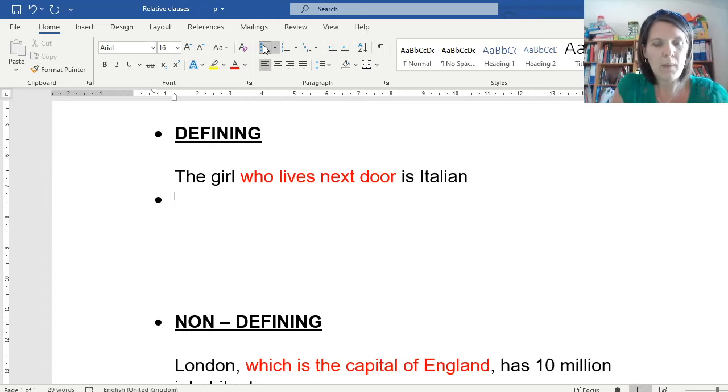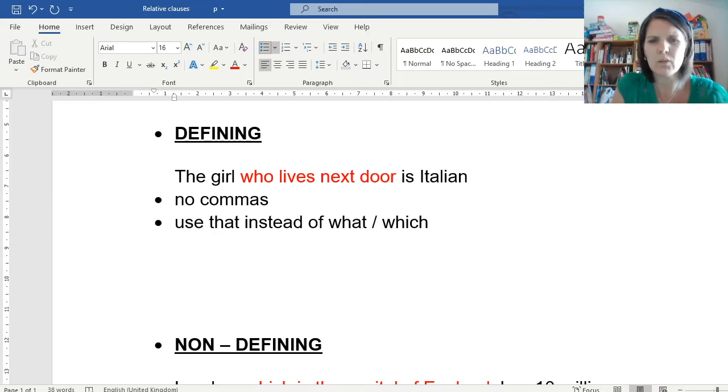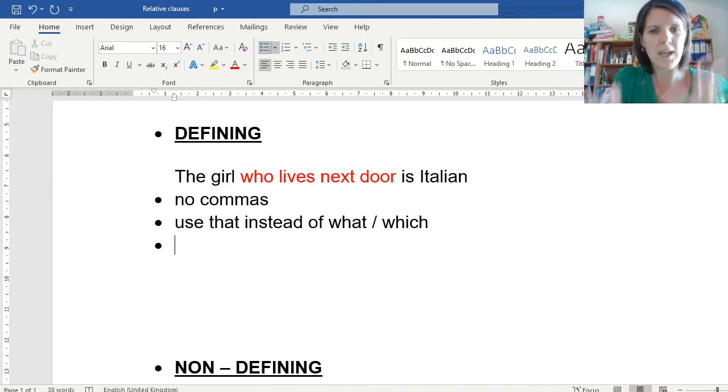So when we're speaking about defining relative clauses, you will notice that there are no commas. Okay, we don't use commas here. Often we can use that instead of what or which. So use that instead of what or which. This information is all written in your book. I'm just doing it here to kind of try and explain. And then we have this particular case where we can omit the relative pronoun in a particular circumstance.